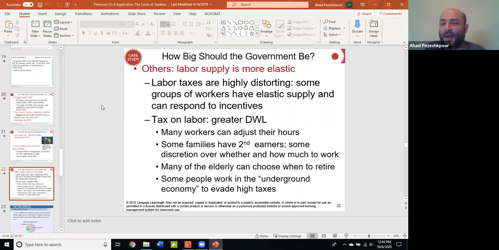This actually happened to my parents. My mom was a high school teacher, and the government kept increasing taxes on those who were working, so her taxes kept rising and rising and rising. But then the retirement suddenly became really good, like really great, actually. So my mom just retired. She said, okay, if that's what you want from me, if you don't want me to go to work, I won't go to work. I'll retire. So that makes sense. They say labor taxes are highly distorting. Some group of workers have really elastic supply. They don't have to go to work.